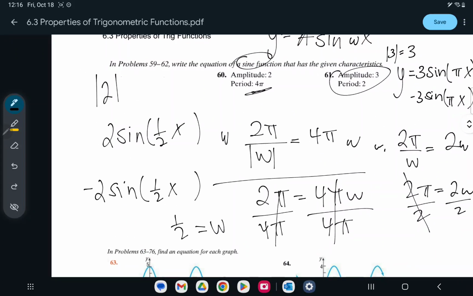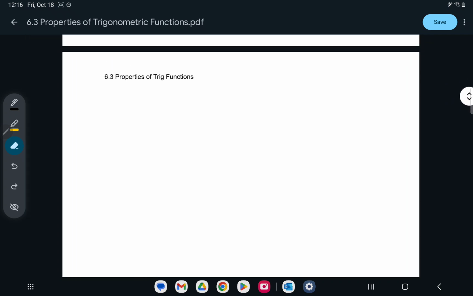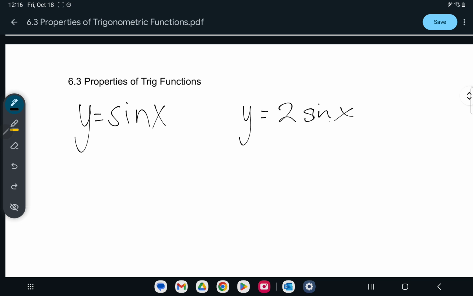Let's graph one of these. And actually, you know what? I'm going on this blank space. Let's just graph y equals sine of x and y equals 2 sine of x. Okay. I guess before I graph it, let's make a t-chart of values. So x and sine of x.